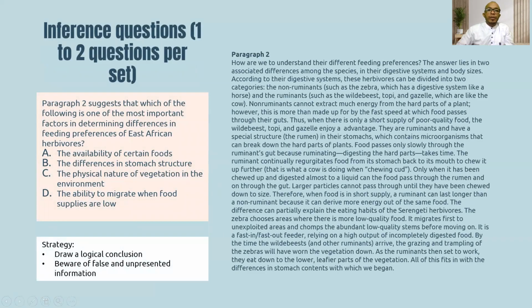Okay. Moving on. The next one is the inference questions, and this is the one that requires you to draw a logical conclusion. Okay. So use the information you got from the passage and make a conclusion. Try to draw the logical connection between the information so that you can come up with a conclusion to answer the question. All right, so let's see here. Paragraph 2 suggests that which of the following is one of the most important factors in determining differences in feeding preferences of East African herbivores.